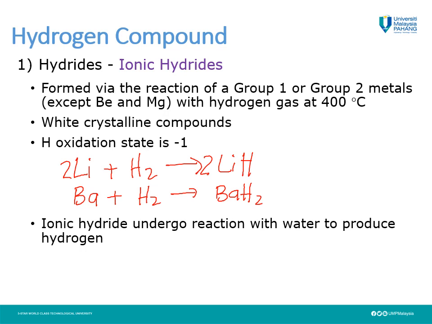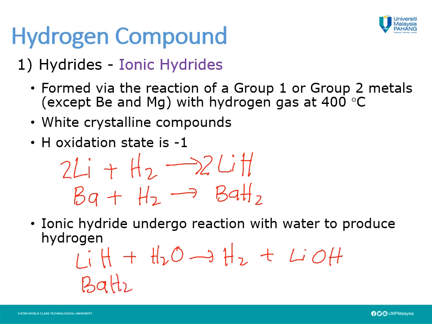The ionic hydride undergoes reaction with water to produce hydrogen. We use the same hydride compound here, lithium hydride, in reaction with water, it will produce hydrogen gas and lithium hydroxide. For the second example, we have barium hydride in reaction with water. It will produce hydrogen gas and barium hydroxide, with 2 moles of water.